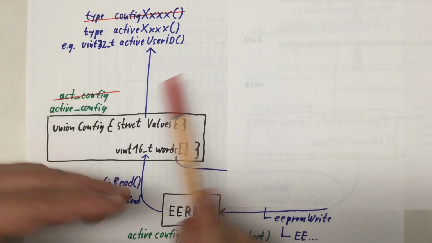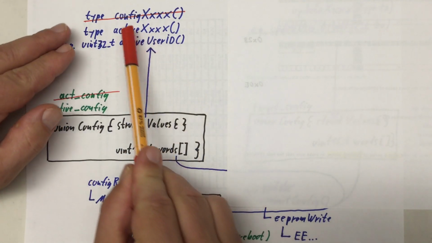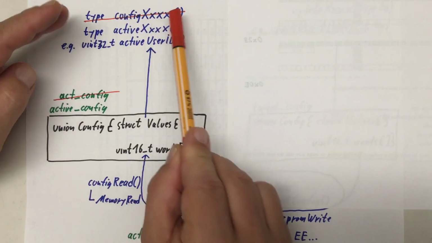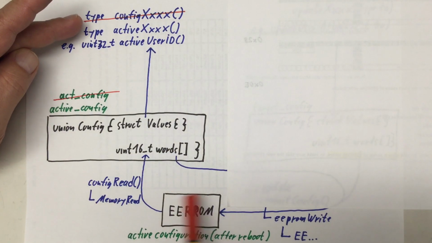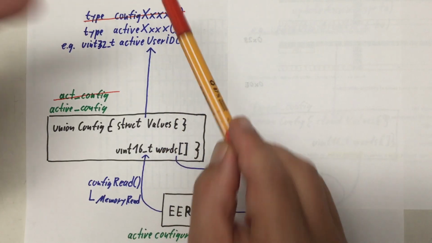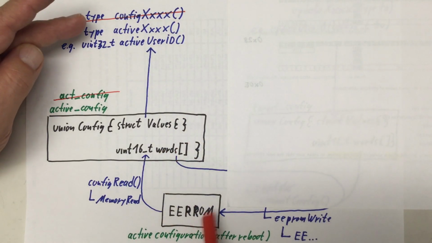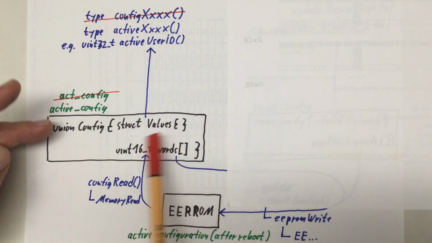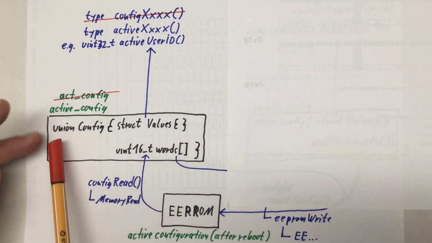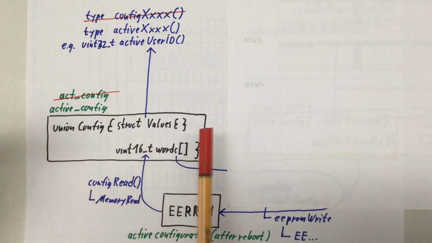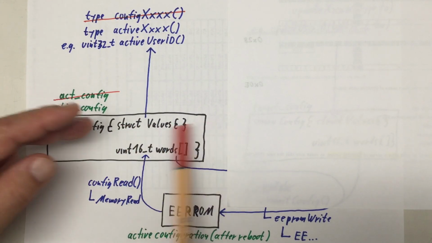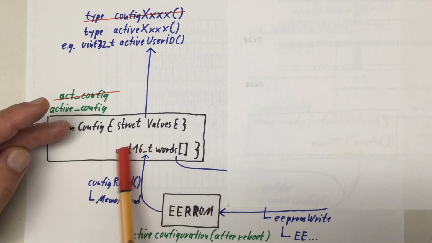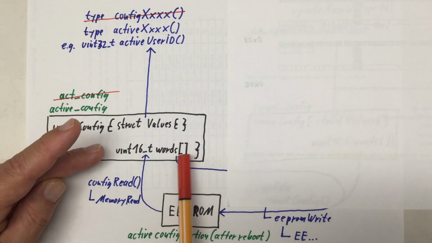We've also implemented almost 24 methods, config xxxx, xxxx being the name of the parameter within the EEPROM, that return us the value of that parameter within the EEPROM by accessing the struct values within the union config. The struct values, remember, is just a more sensible memory map of the unstructured data in the words array.